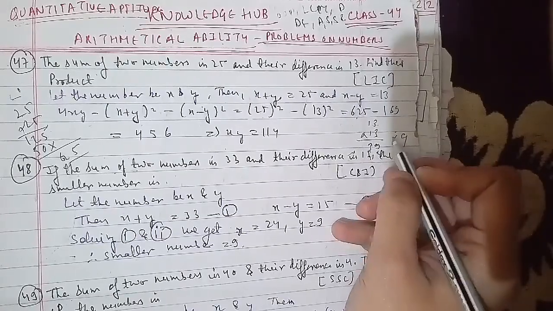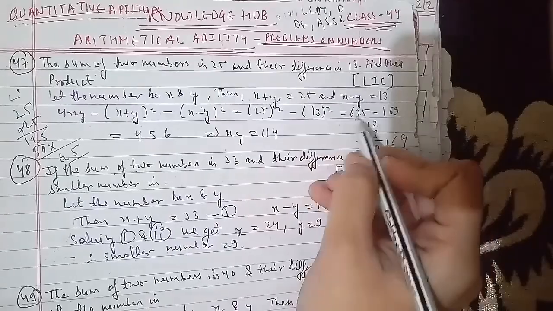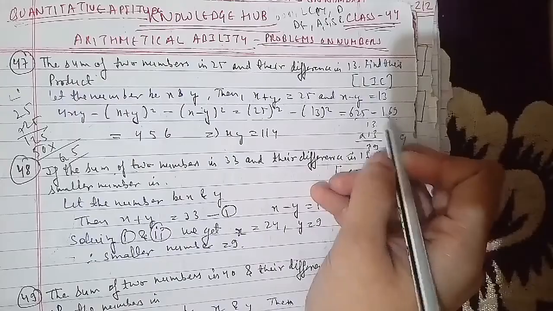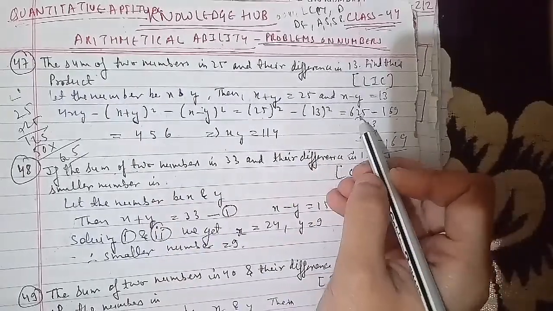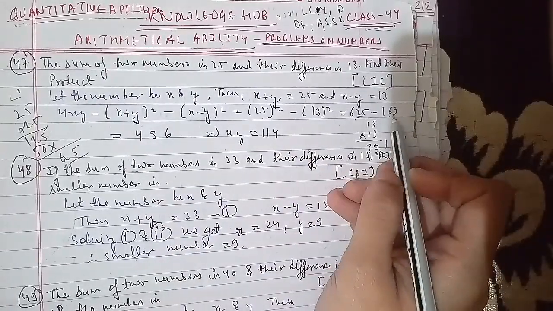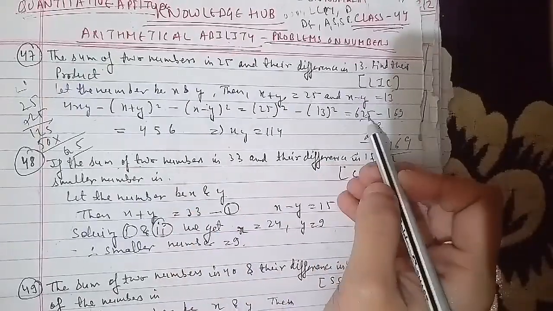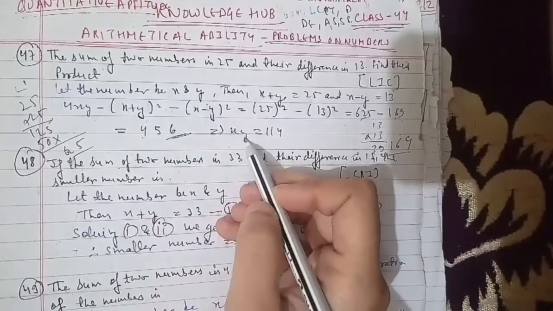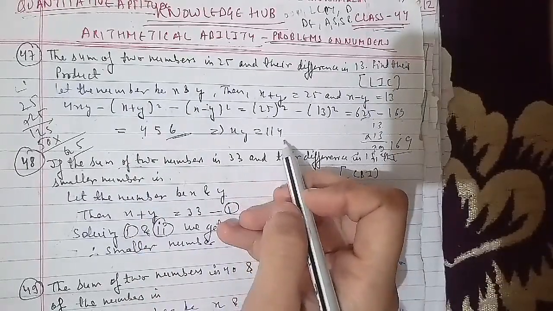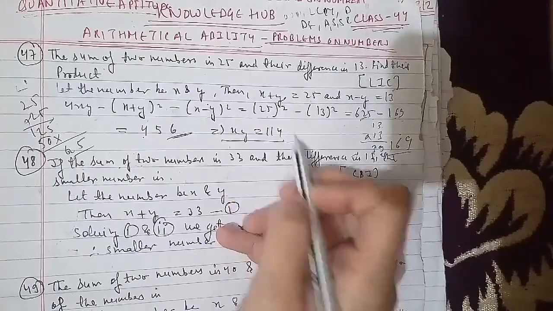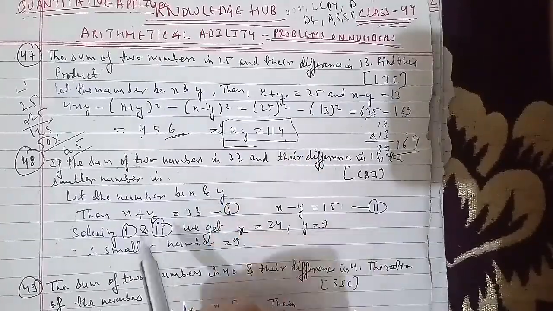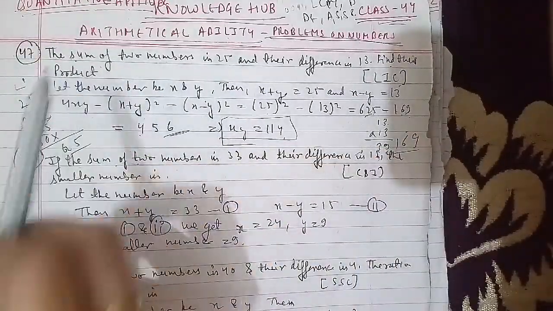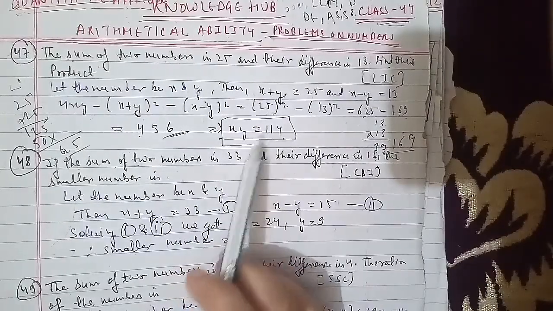Subtract 169 from 625. 9 from 15 leaves 6. Then 6 from 11 leaves 5, and 1 from 5 leaves 4, so 456. So 4xy equals 456, and xy equals 114, which we had to find. That would be the right answer. So find the sum of the two numbers and their difference, and then the product. The product equals 114, and that will be the right answer for this particular question. Now we'll go ahead with another question.